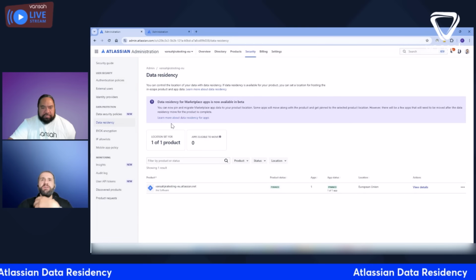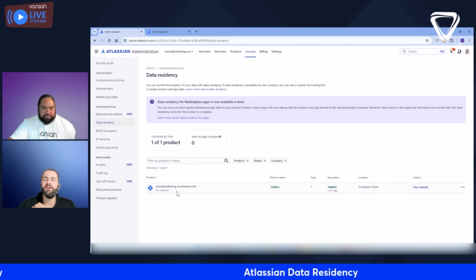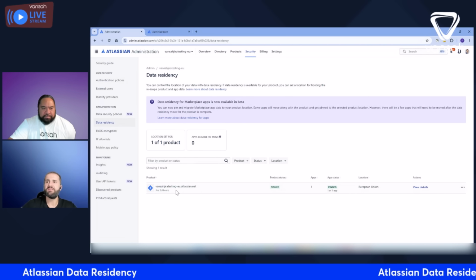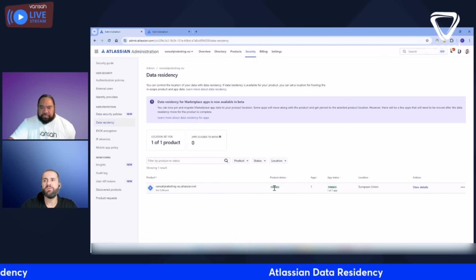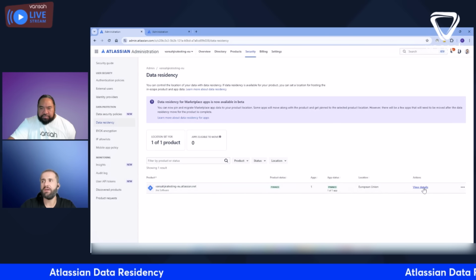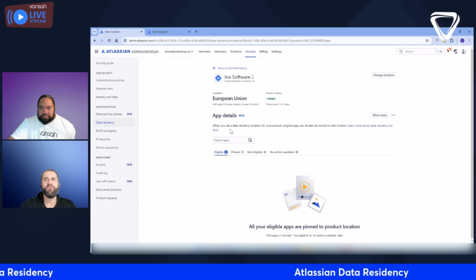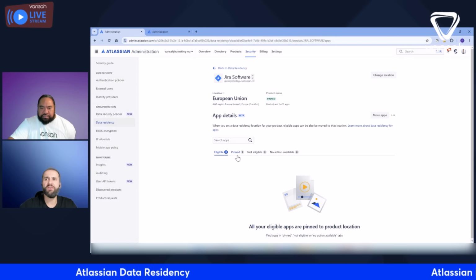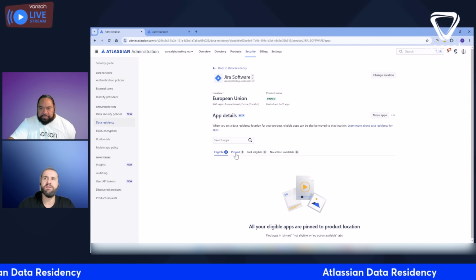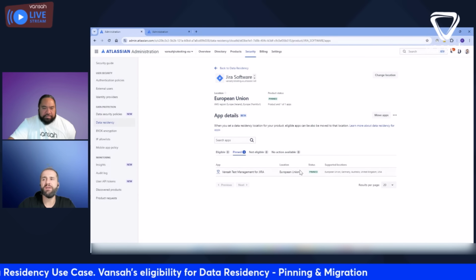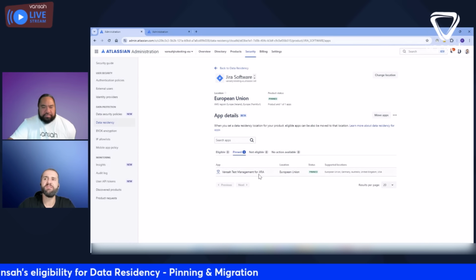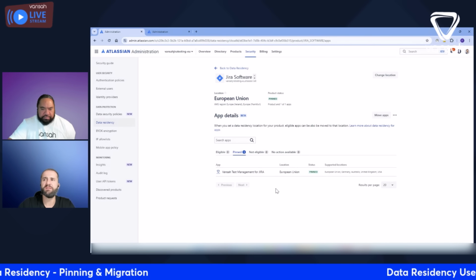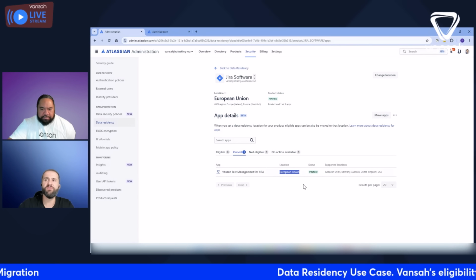But what I want to showcase here is that under the data residency tab, each product in your Atlassian ecosystem is listed, whether it's pinned, the status, and the location. You can click on view details, and it will tell you a little bit more information about the location and so forth. It also showcases whether any apps you've installed support the region. In this case, we've installed Vansah Test Management for Jira, and it shows that yes, it is also pinned.